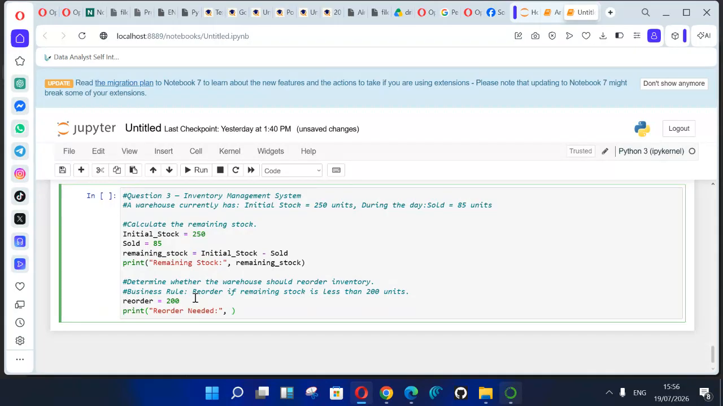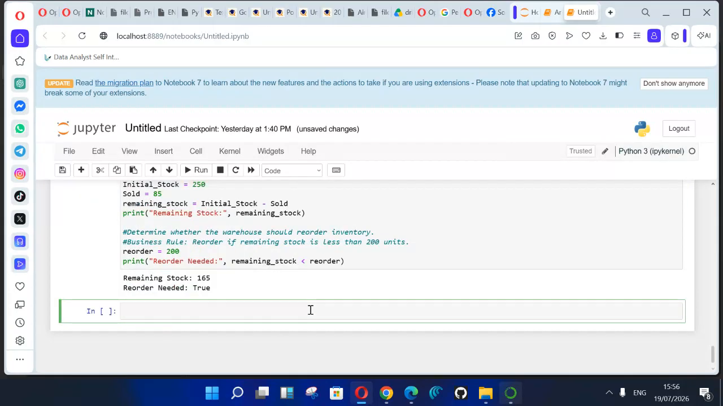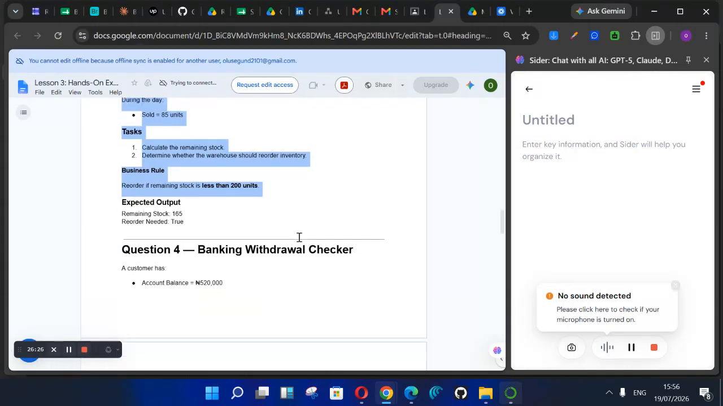Here I think remaining stock is less than reorder, which is 200. Okay, so the last question before we finish, let's do this.